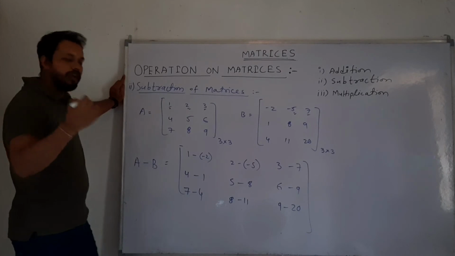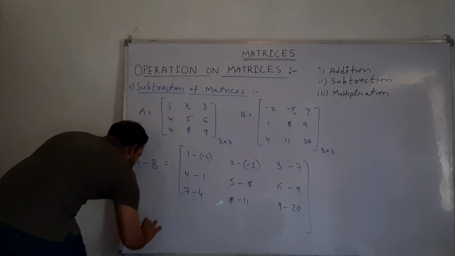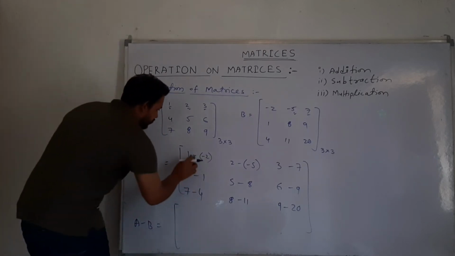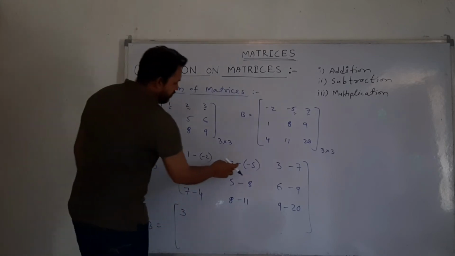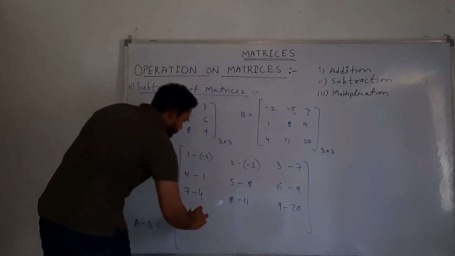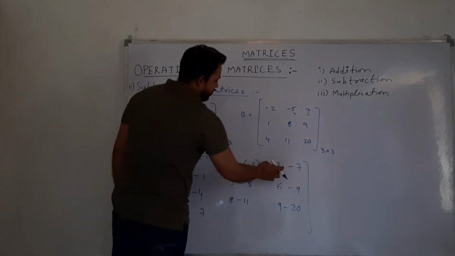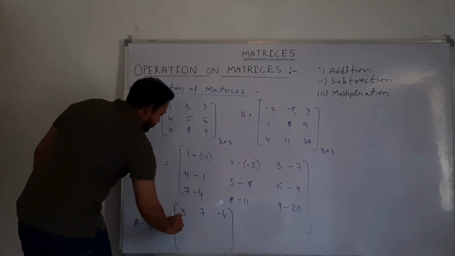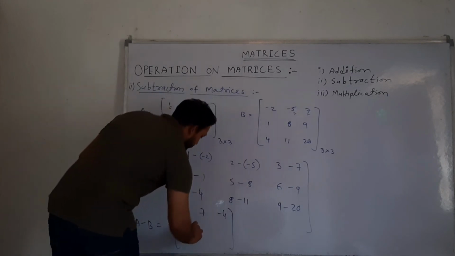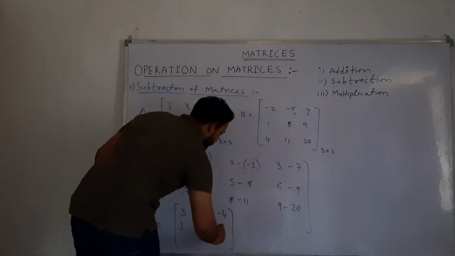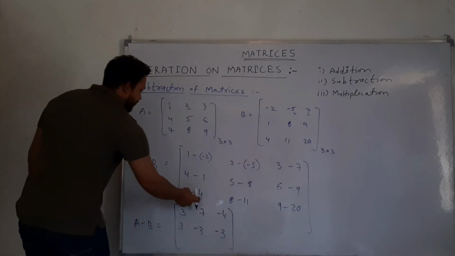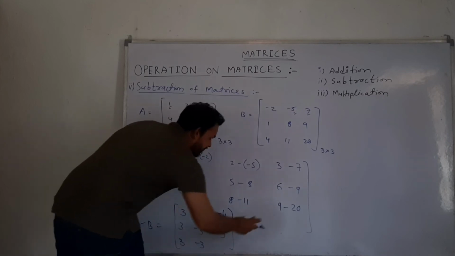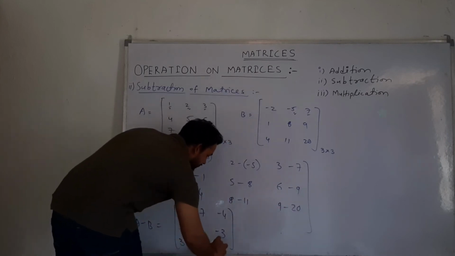Hence we can calculate the new matrix, that is A minus B. 1 minus -2, minus minus becomes plus, so 1 plus 2 is equal to 3. 2 plus 5 is equal to 7. 3 minus 7 is minus 4. 4 minus 1 is 3. 5 minus 8 is minus 3. 6 minus 9 is again minus 3. 7 minus 4 is 3. 8 minus 11 is again minus 3. 9 minus 20 is minus 11.